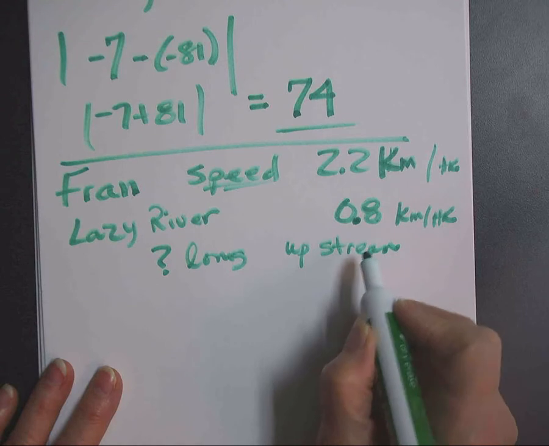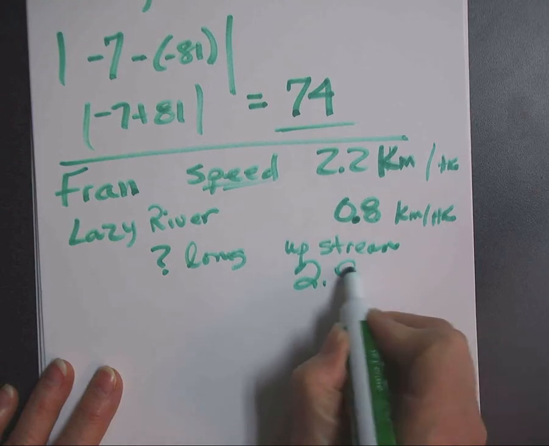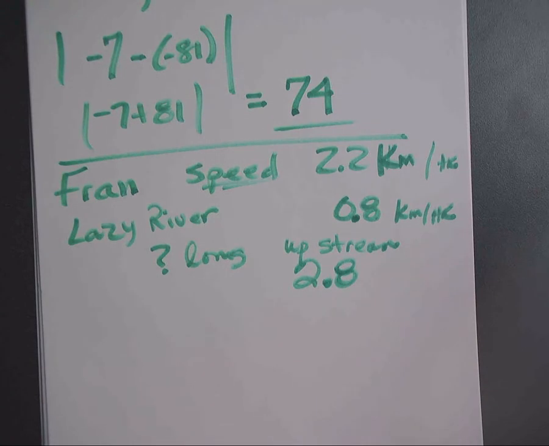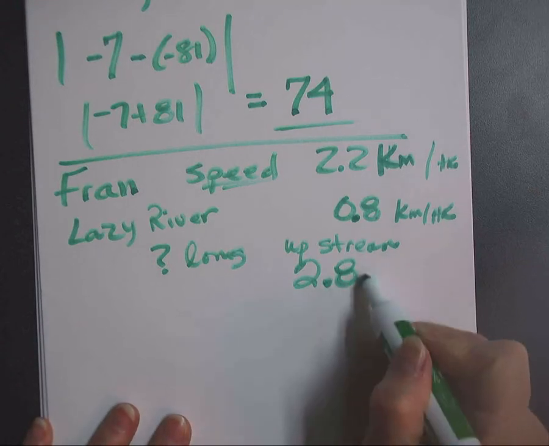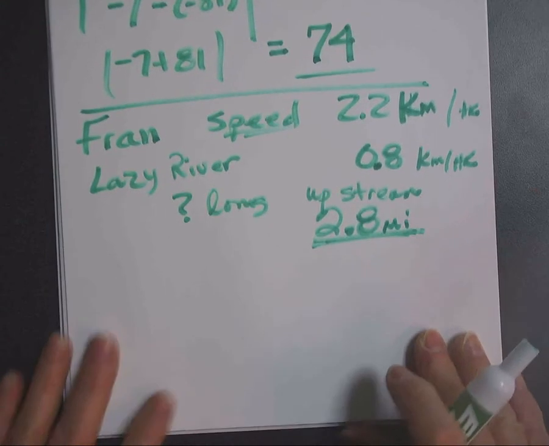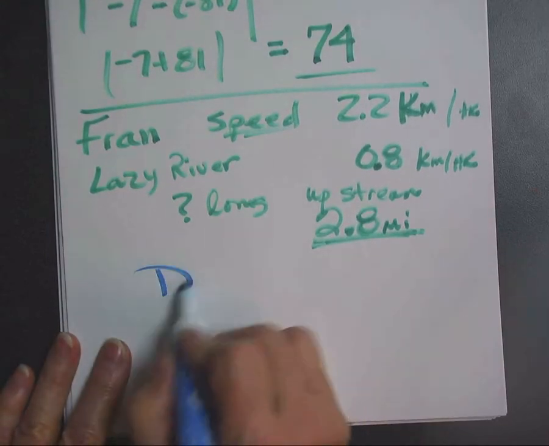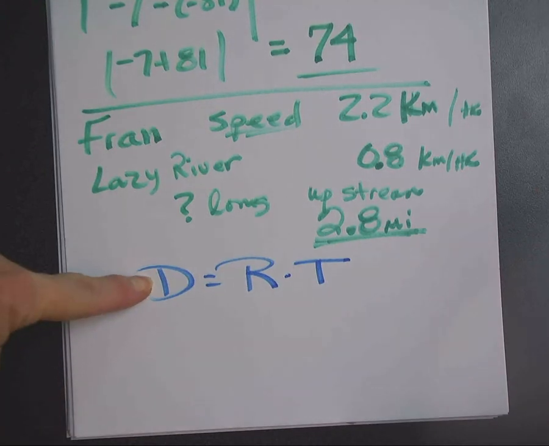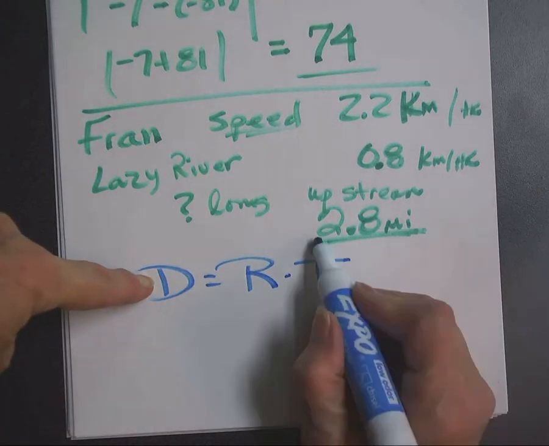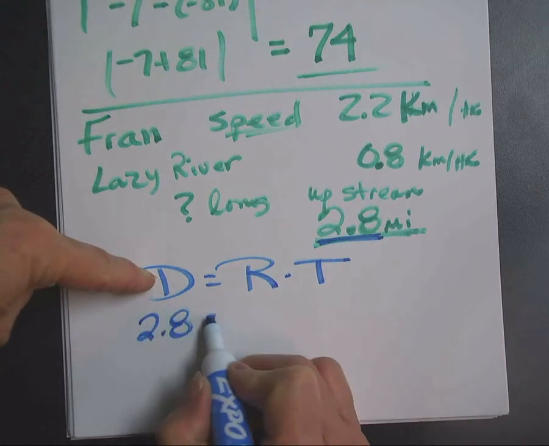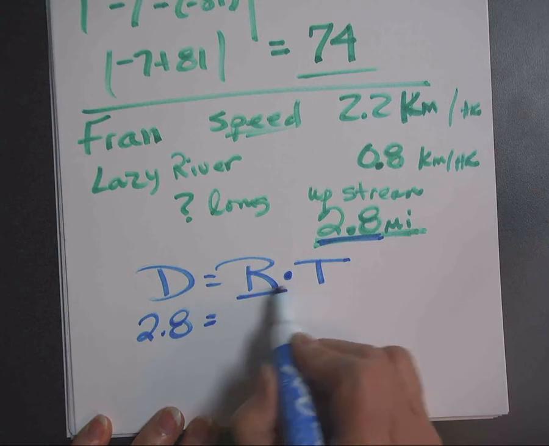But that one you subtract, right? And the other one? Yeah, upstream, you're going against the current, right? So you're going to subtract it. So she's going this many miles upstream. Okay, remember distance is rate times time. We know the distance, right? Isn't this our distance? Yeah. The rate is the part that we need.